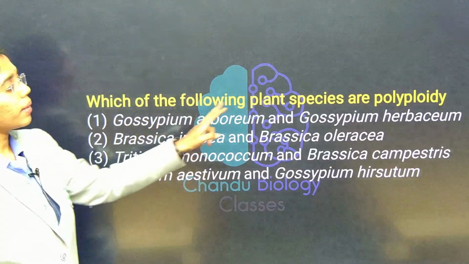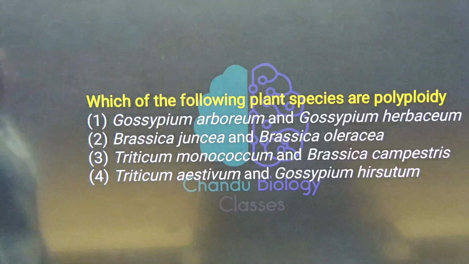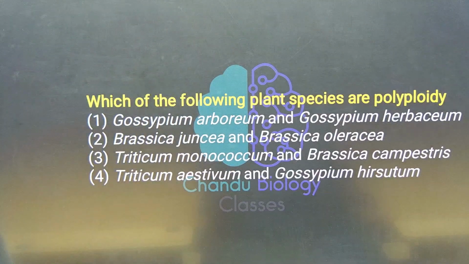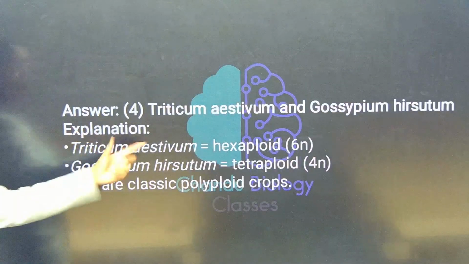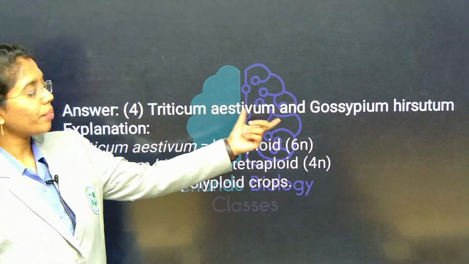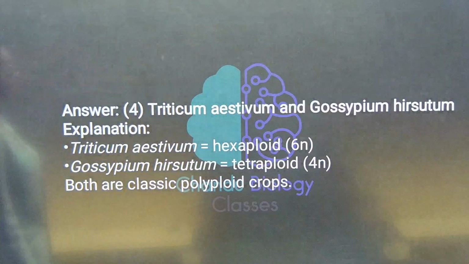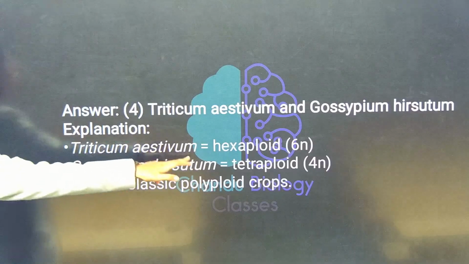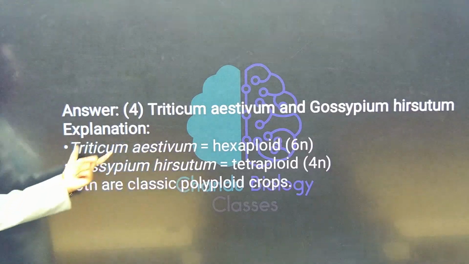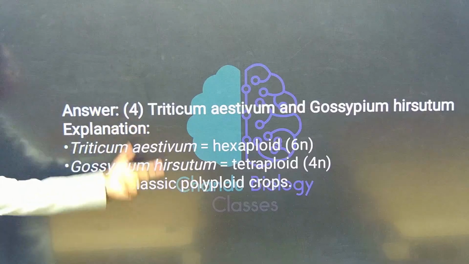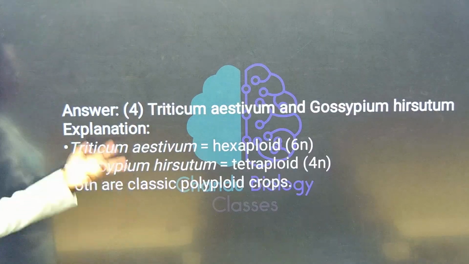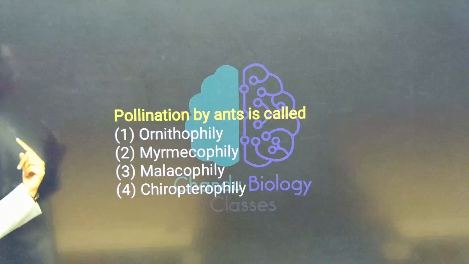Which of the following plant species are polyploid? In which plant species will you see polyploid condition? The right answer will be option 4, which is Triticum aestivum and Gossypium hirsutum. Triticum aestivum, ploidy is hexaploid. Gossypium hirsutum, the ploidy will be tetraploid. Both are the classic polyploid crops.